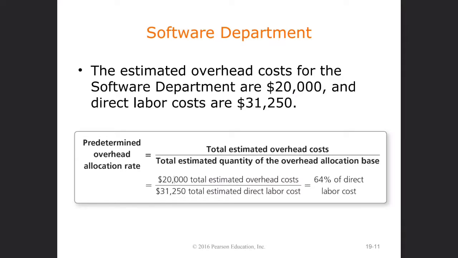The estimated overhead costs for the software department are $20,000, and our direct labor costs are $31,250. To determine their predetermined overhead allocation rate, which is going to be direct labor costs, we're going to take the 20,000 in the software divided by the 31,250 estimated direct labor cost, and that's going to give us 64% of direct labor cost. So this is our predetermined overhead allocation rate, 64%.